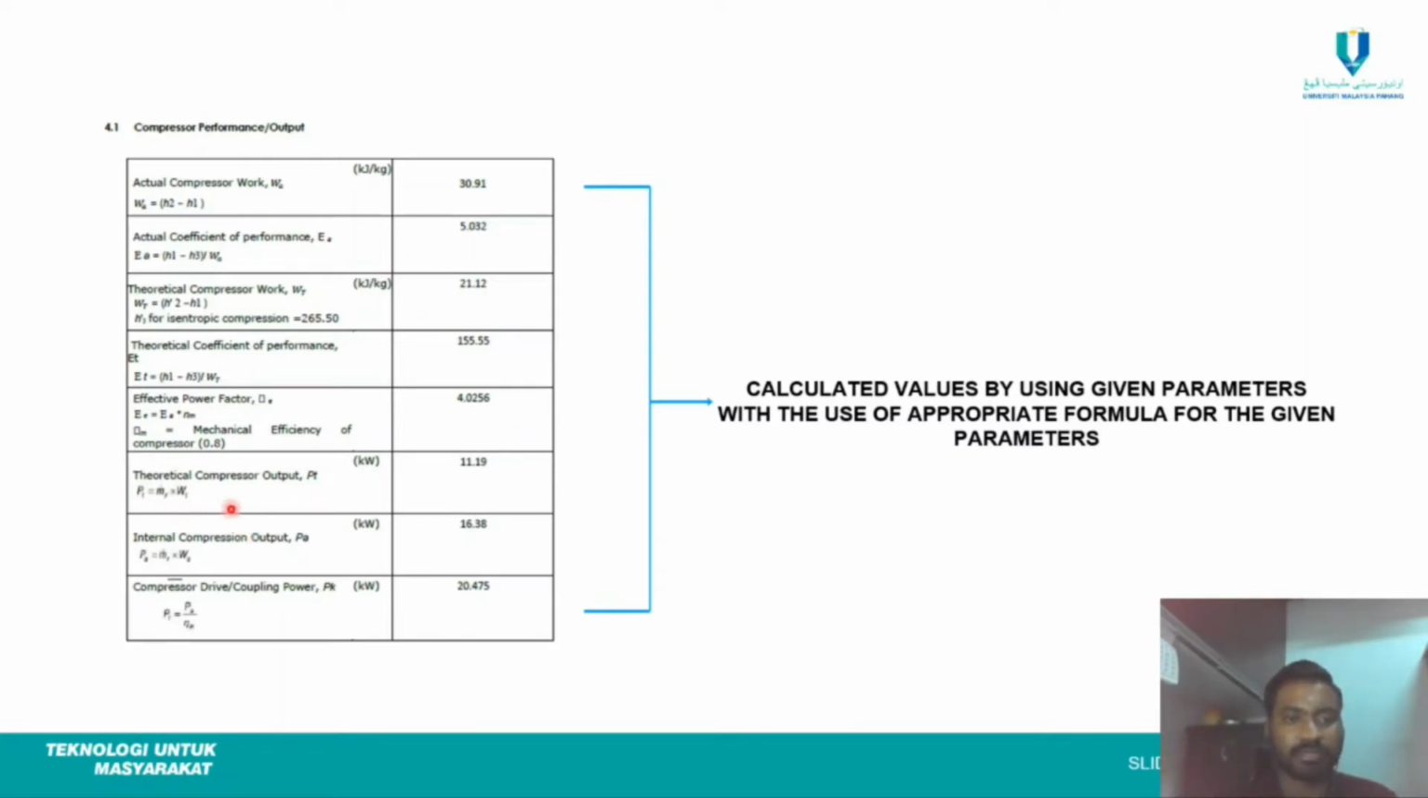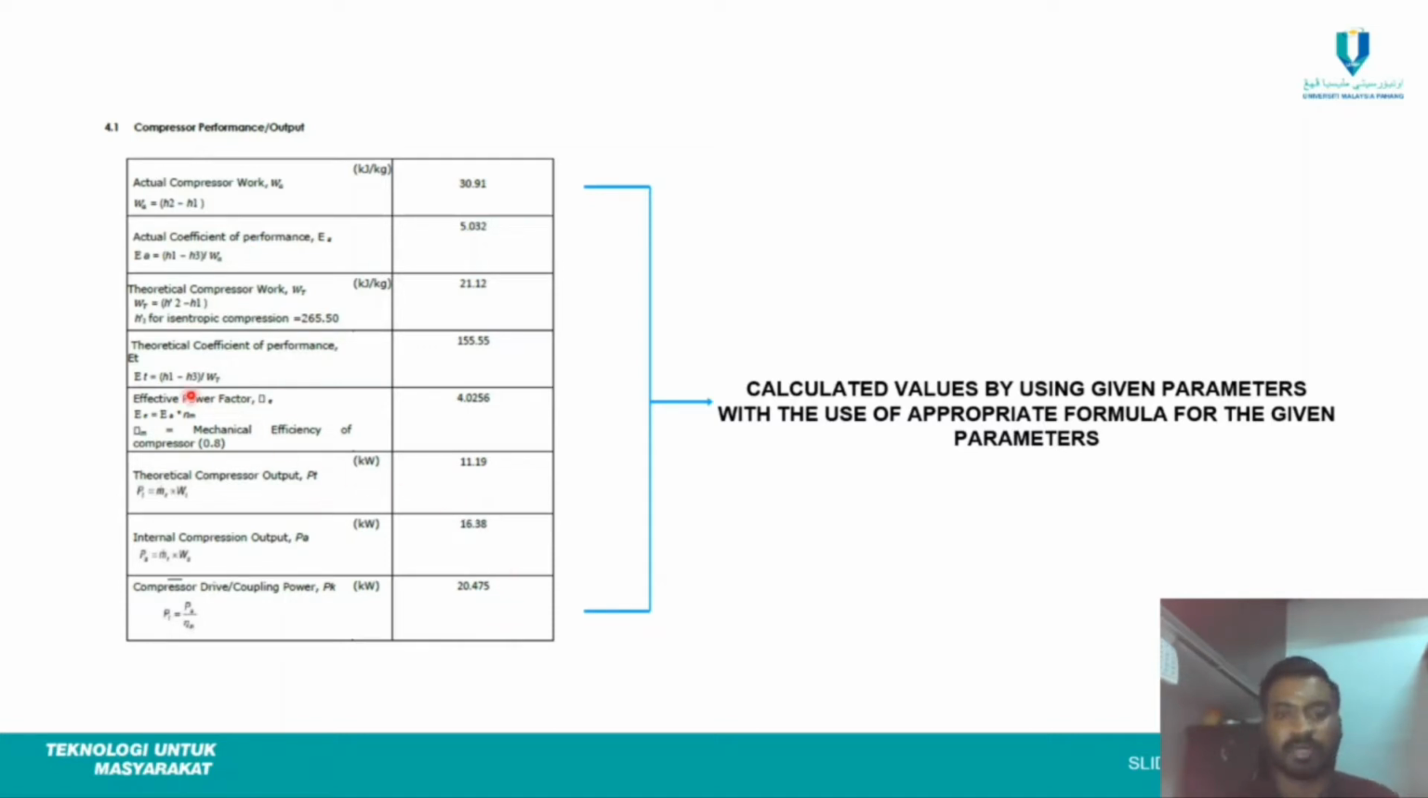Then we need to find the theoretical compressor output, which is represented by PT. PT equals MR times W1. We will get 7.19, and then the last two parameters are the internal combustion output, which is represented by PA, and compressor drive coupling power PK, which is 60.38 kilowatt and also 20.47 kilowatt respectively.